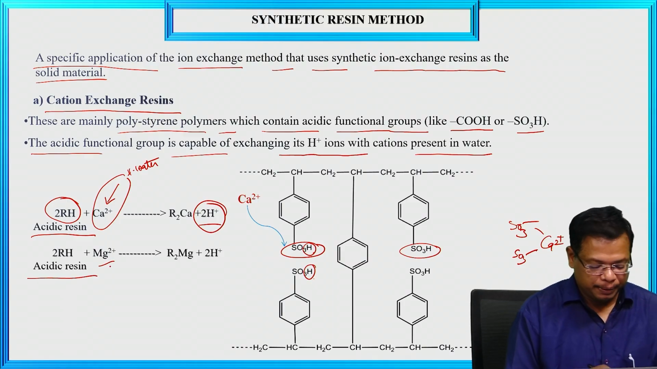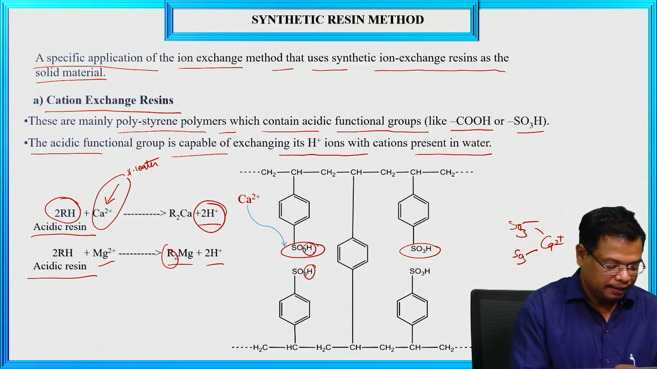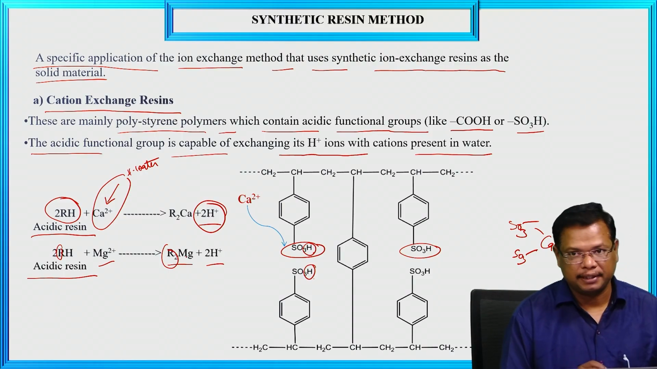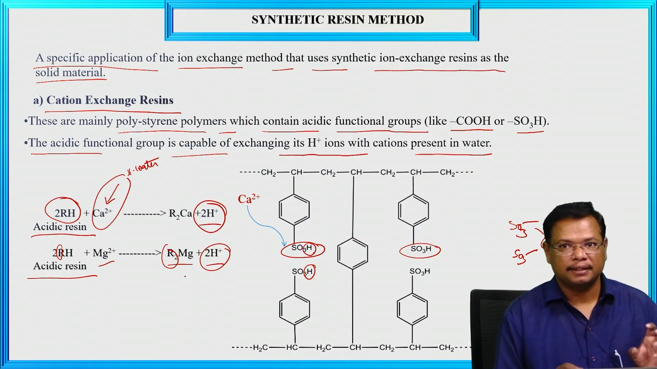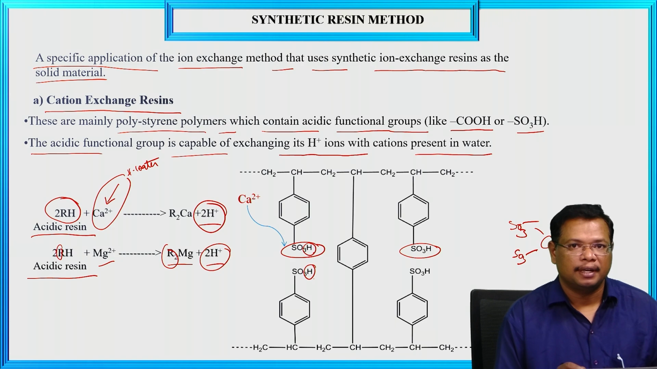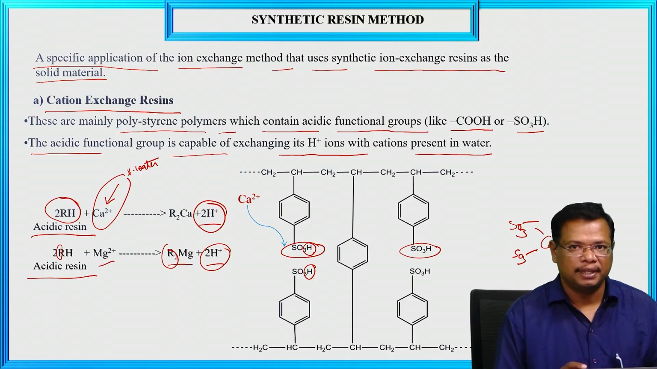Likewise, Mg2 plus forms R2Mg. What is R here? It's the acidic resin. From this acidic resin, an alkyl group or some polymer, it will form the R2Mg complex, and 2H plus ions are released. So it is effective at removing the calcium or magnesium ions by using the acidic resins. These acidic resins are very important to soften hard water to soft water.